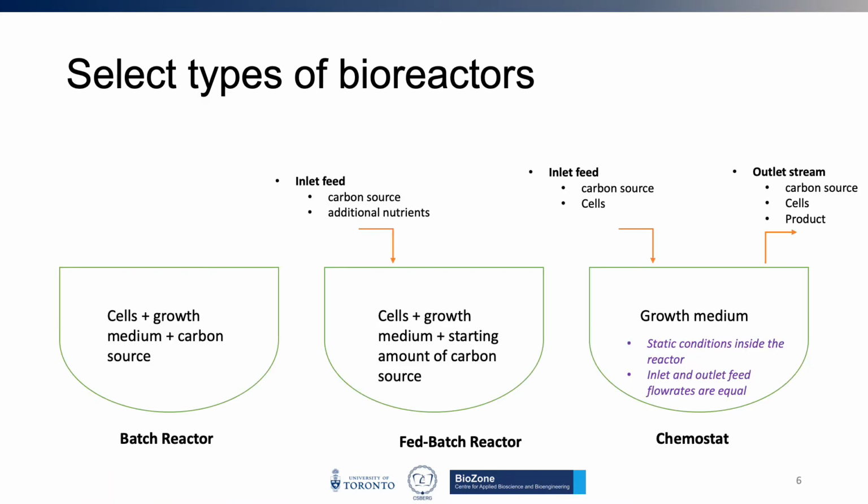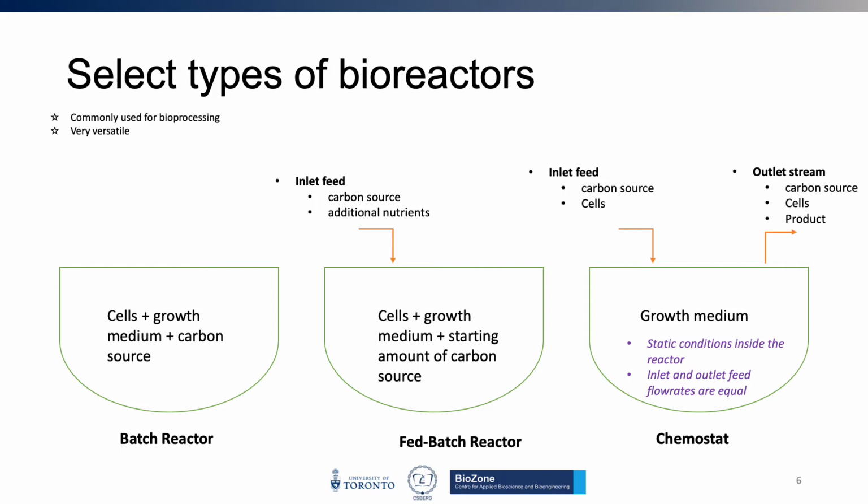So I wanted to talk a little bit about the different types of bioreactors, which vary by how components are added to the reactor. So first up, you have a batch reactor, which is very simple. It has all the components, the cells, the growth medium, and the carbon source in the reactor itself, and you have no inlet feeds or outlet streams. It's very commonly used for bioprocessing, and it's very versatile because it's so simple.